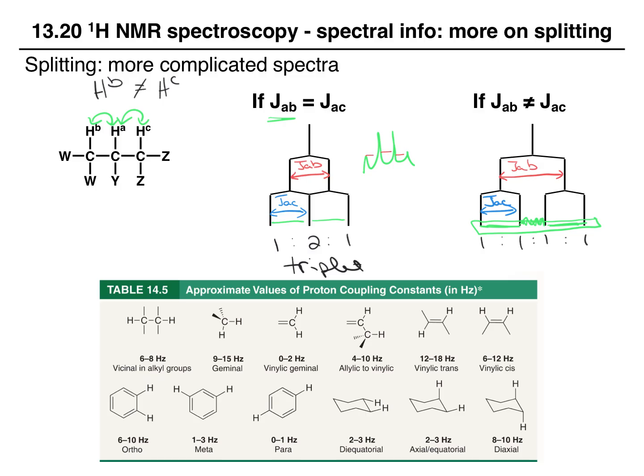Now, this splitting pattern is called a doublet of doublets, which is symbolized DD. It's also possible to have a doublet of triplets, a triplet of doublets, a triplet of triplets. So it all gets very interesting. And there are more complex patterns that we could see, and there are ways that they can be interpreted.